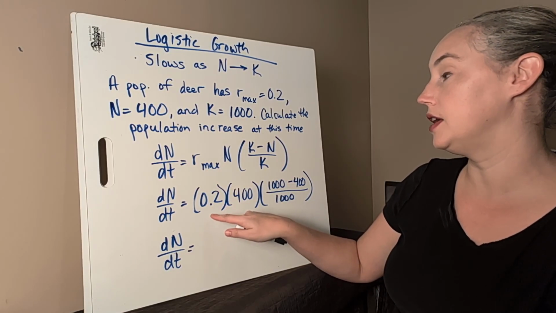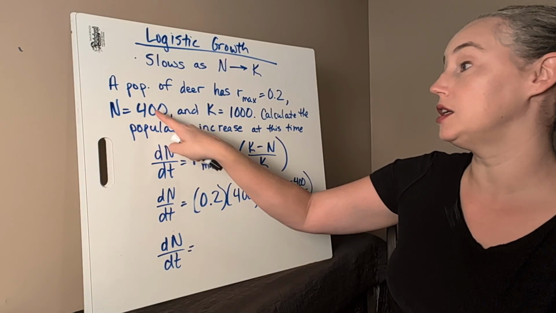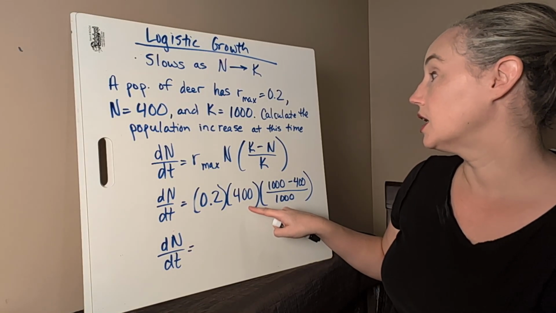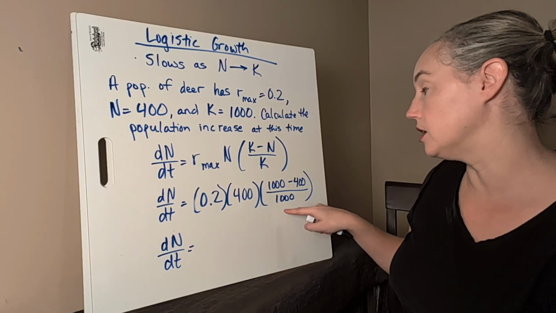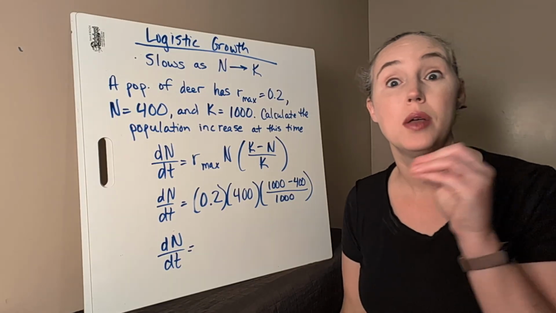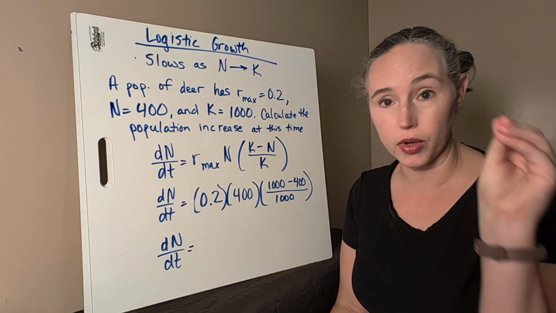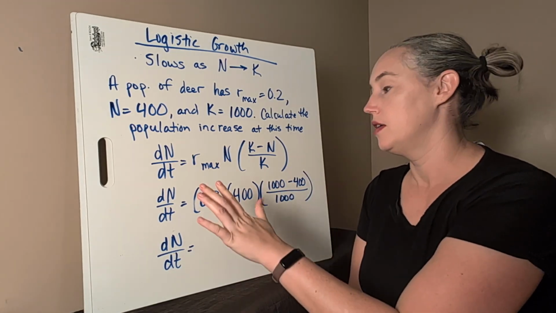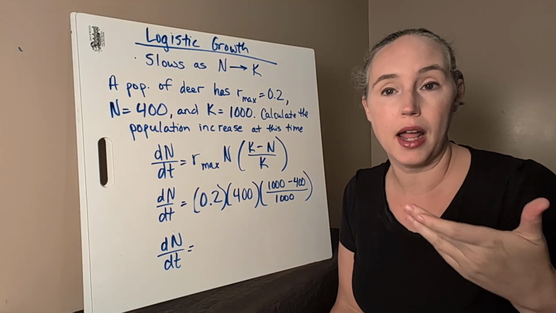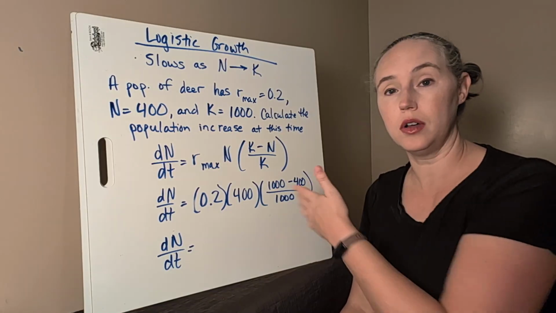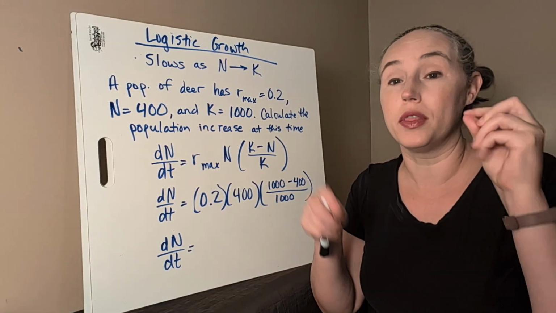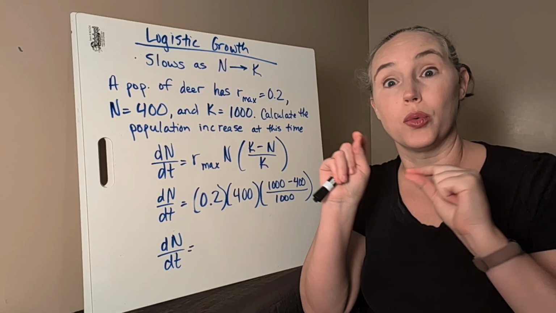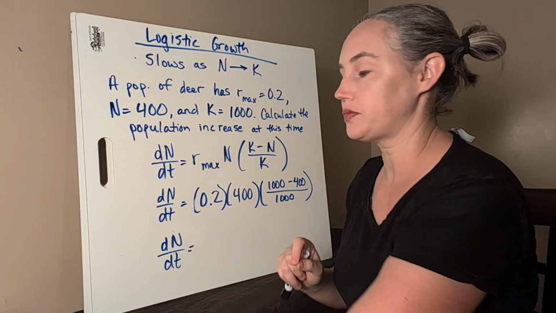0.2. And then our N equals 400. K is 1,000. So we're going to put that here and here. And then again, N is 400. Be sure you're plugging the right number in the right place. I'd say, though, the math is not actually tricky on this, it's just arithmetic. What's tricky is being sure you're putting the right number in the right spot.